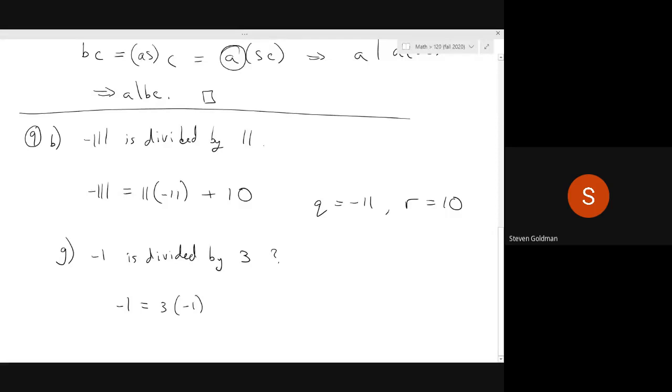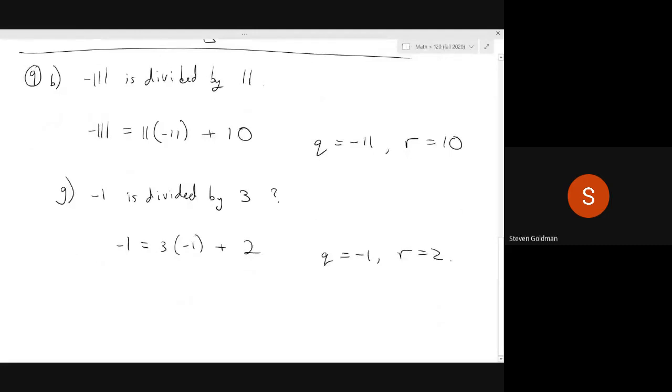So here, instead of making it 0, I'll make it negative 1. I go down by 1. 3 times negative 1 will be negative 3. So then that just makes my remainder 2. So with the negative numbers, you always go down by 1. This way your remainder will be a positive number. You pick your quotient so that the remainder will be positive.